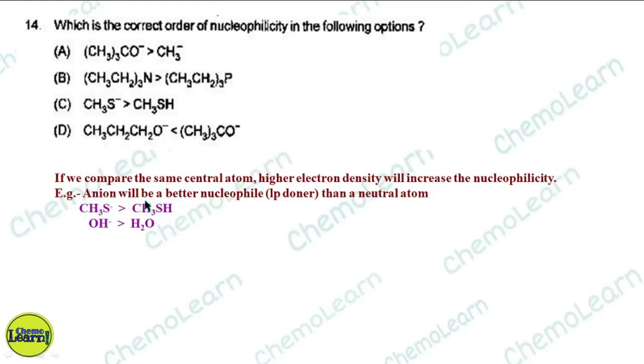So, an anion will be a better nucleophile than a neutral atom. For example, CH3S minus is a better nucleophile than CH3SH. So, option C will be the right one.